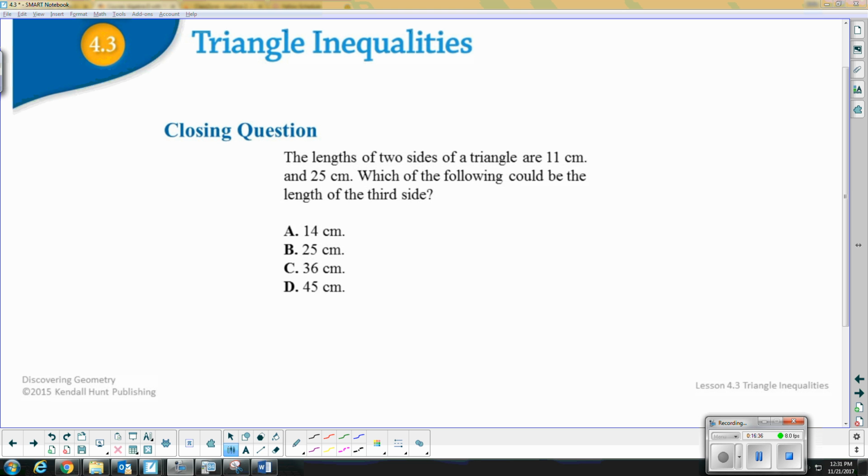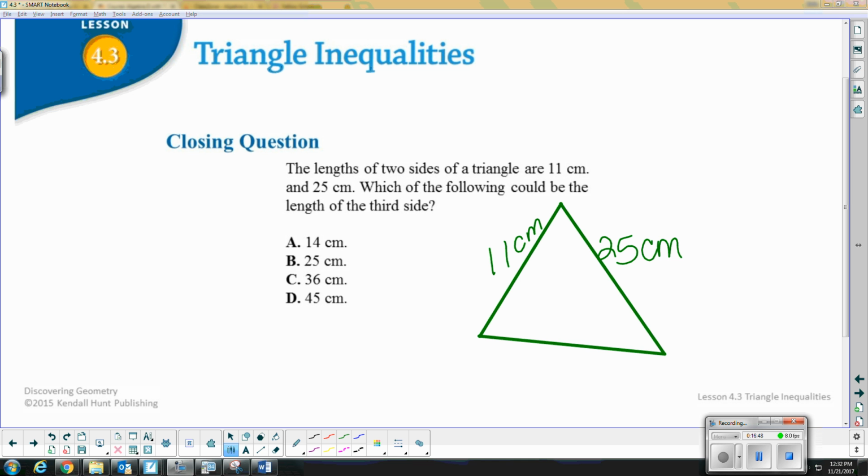All right, and then just as a closing question, the lengths of two sides of a triangle are 11 centimeters and 25 centimeters. Which of the following could be the length of the third side? Okay, so I always draw little diagrams. They're not necessarily to scale, but just so that you can see. Okay, 25 centimeters is one side, 11 centimeters is another side, and the question is, what could be the length of the third side?